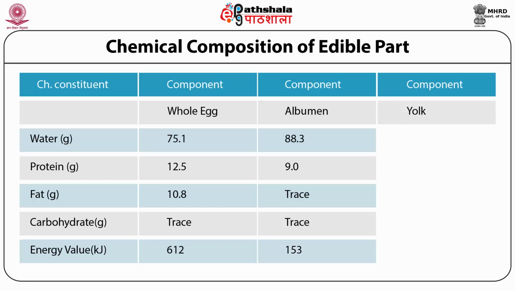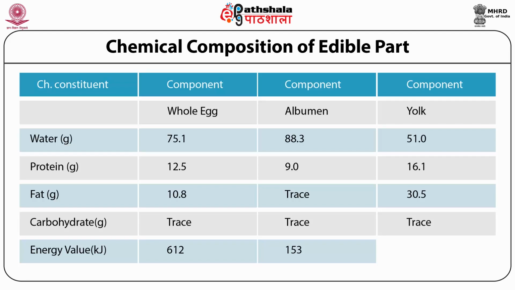Next comes the yolk, which contains water 51.0 grams, protein 16.1 grams, fat 30.5 grams, carbohydrates in trace amounts, and an energy value of 1402 kilojoules.